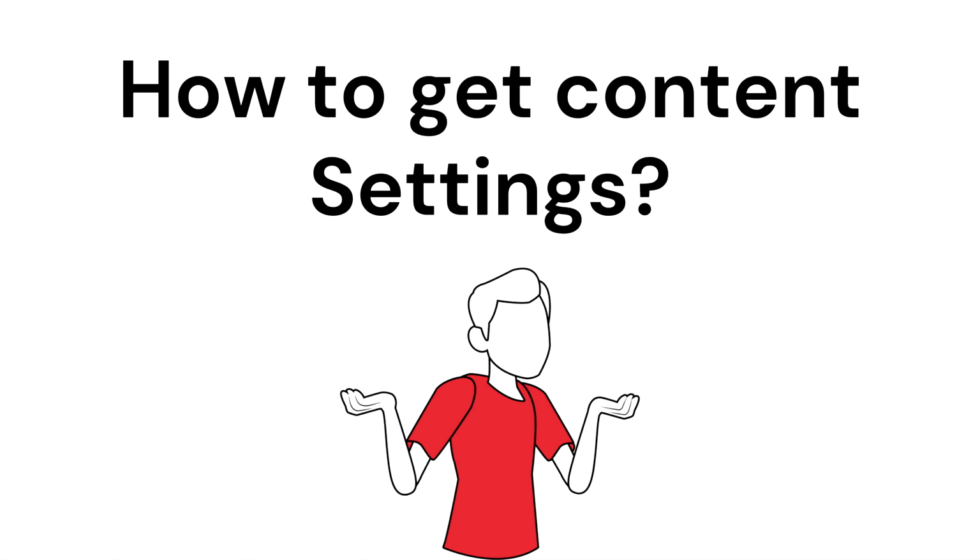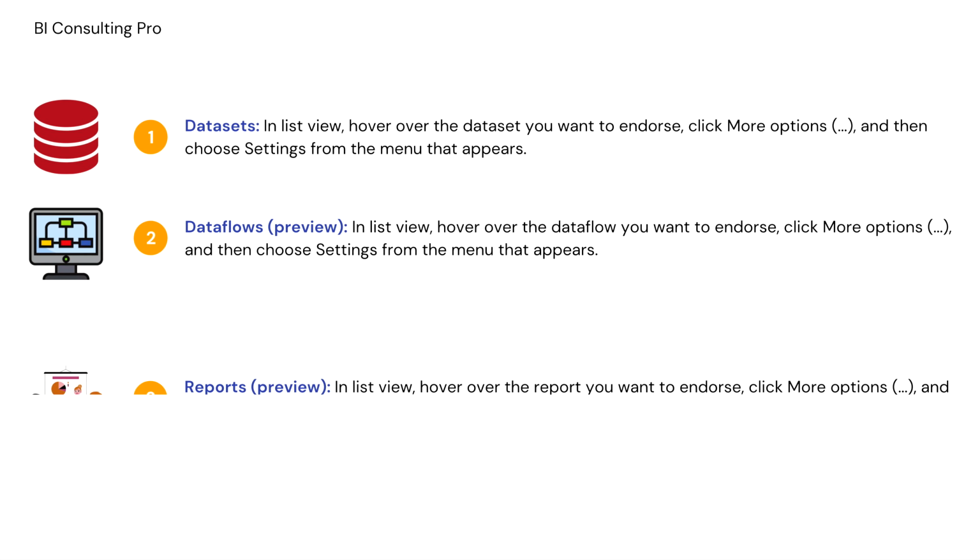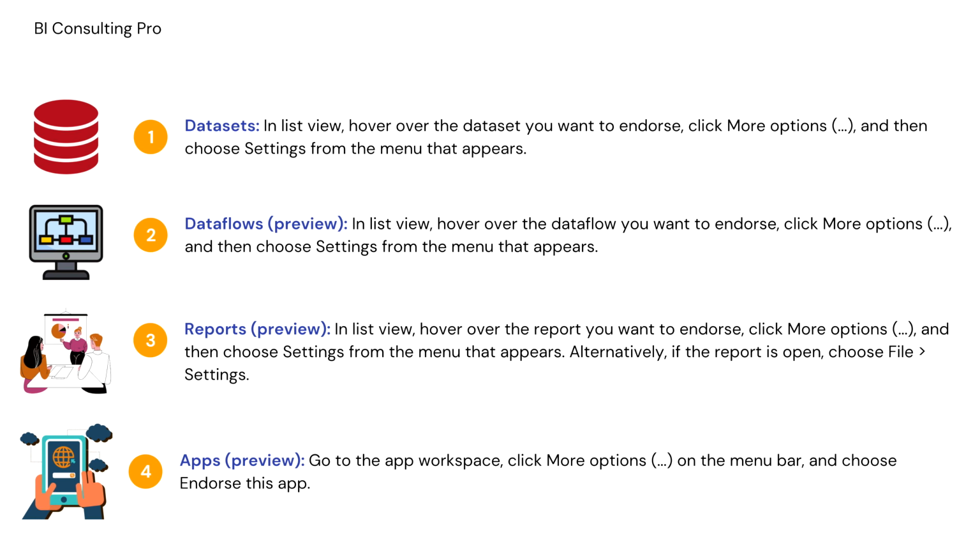Now the question comes, how to get to content settings? Well, this is quite important. You should know from where you can access those content settings. Basically, we have 4 content types, that is datasets, data flows, reports, and apps. Now, you can see clearly on my screen how to actually access those content settings, and that I'm going to show you in my Power BI service.